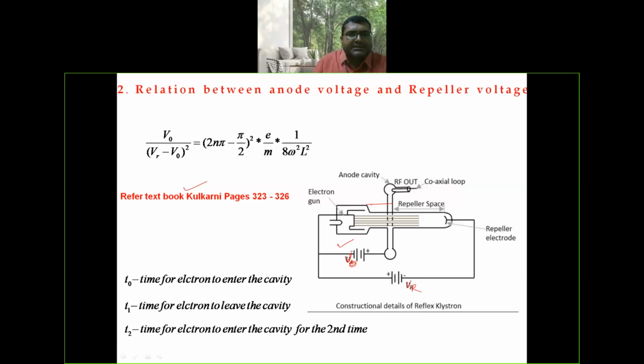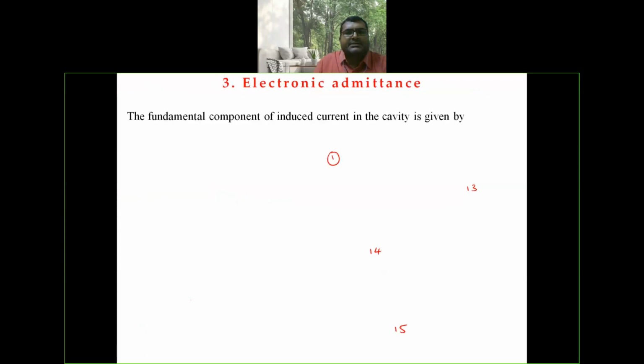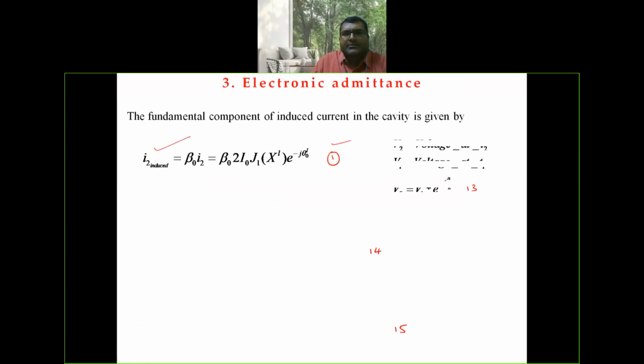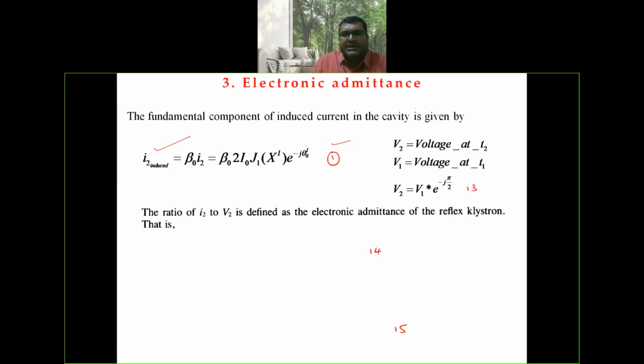Here once again I mention the times T0, T1 and T2. The next is electronic admittance. Once again here I am taking equation number 1. The fundamental component of induced current in the catcher cavity is I2 given by equation number 1, and V2 is the voltage at time T2, V1 is the voltage at time T1. The relation is V2 is equal to V1 e power minus j pi by 2.